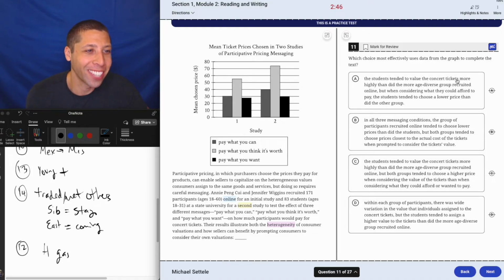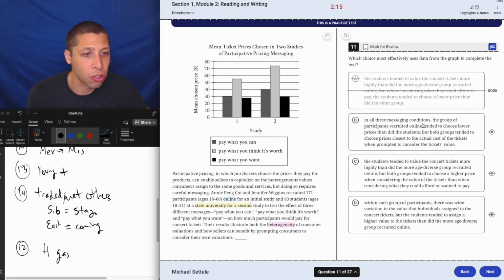The students tended to value the concert tickets more highly than did the more age-diverse group recruited online. No. Right? The students, yes, they're higher. They're this one. Second study is the state university. Okay. So yes, that seems true. But when considering what they could afford to pay, the students tended to choose a lower price than did the other group. So what they could afford, pay what you can, the students chose a lower price? It seems hard to me.